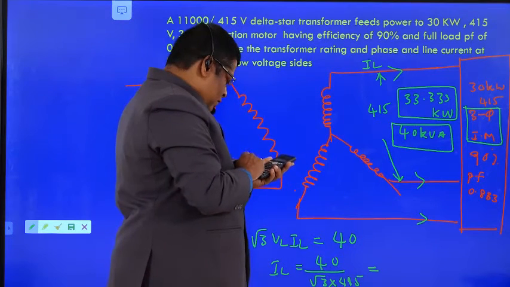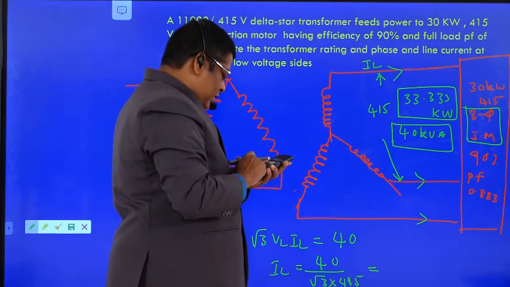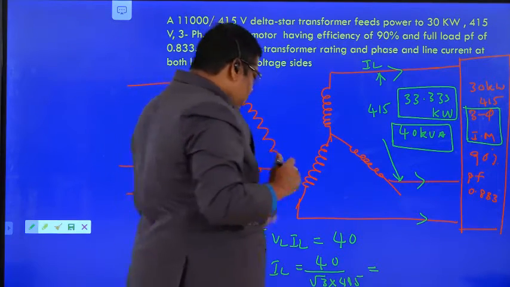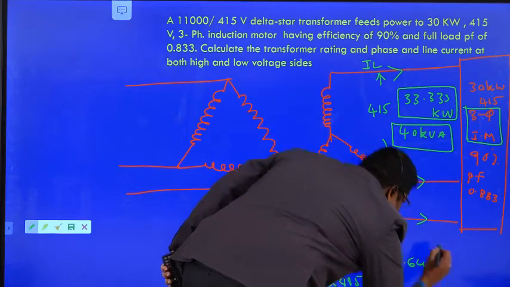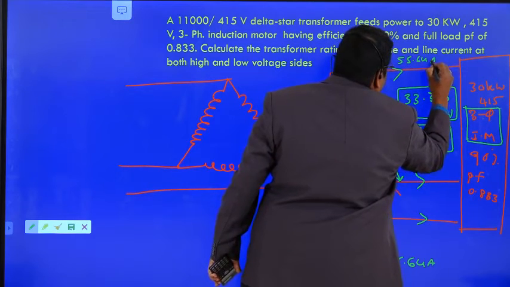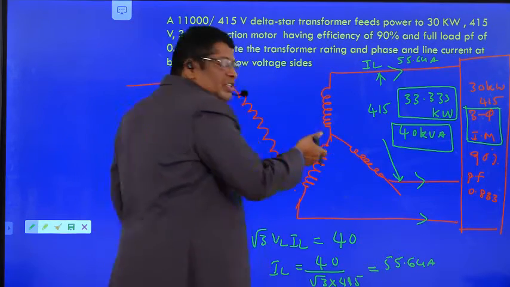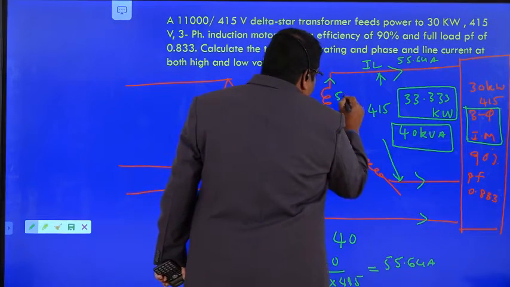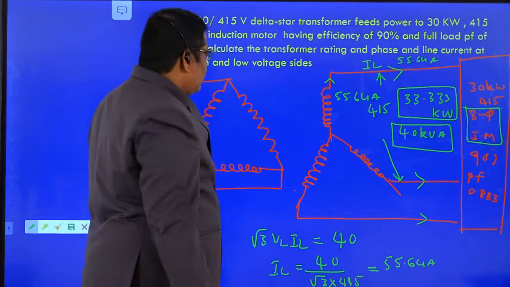40 divided by 1.732 divided by 415 equal to 55.64 amperes. This is the line current here. Since the secondary is connected in star, the line current is equal to the phase current, nothing but 55.64 amperes. Next.